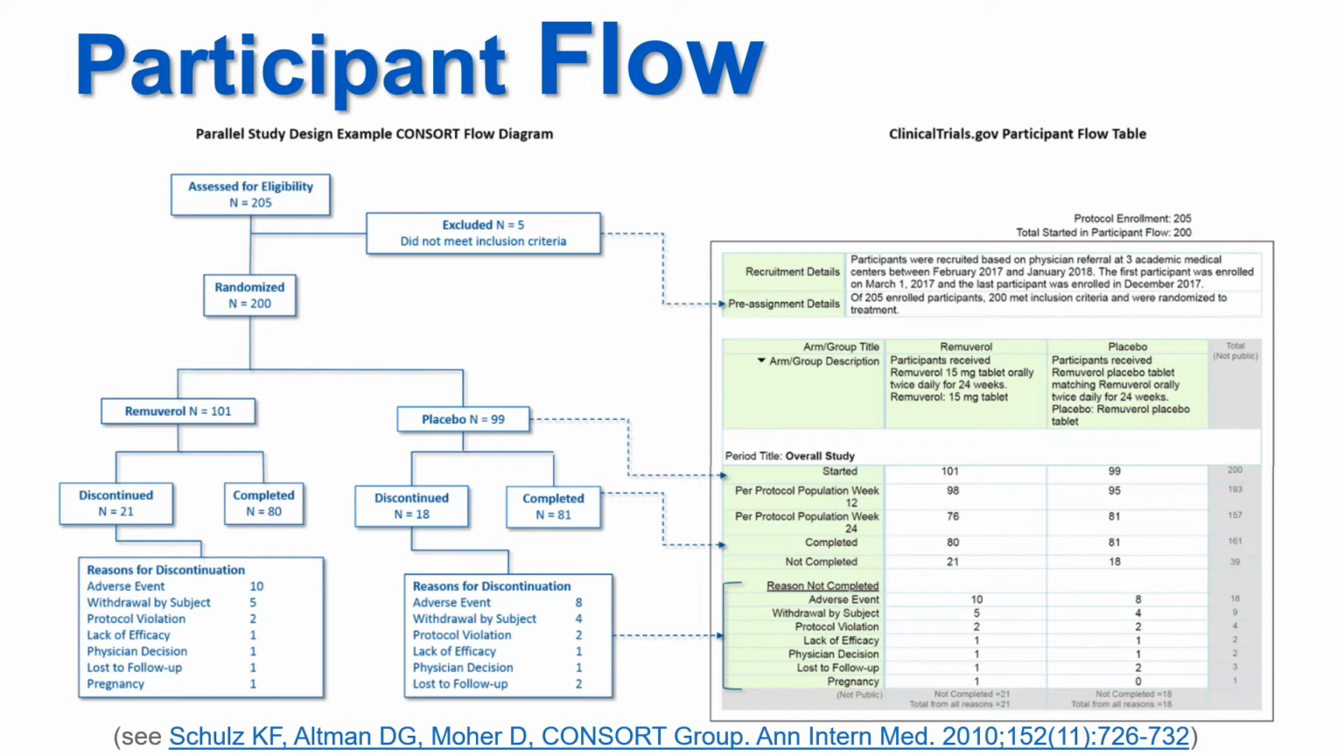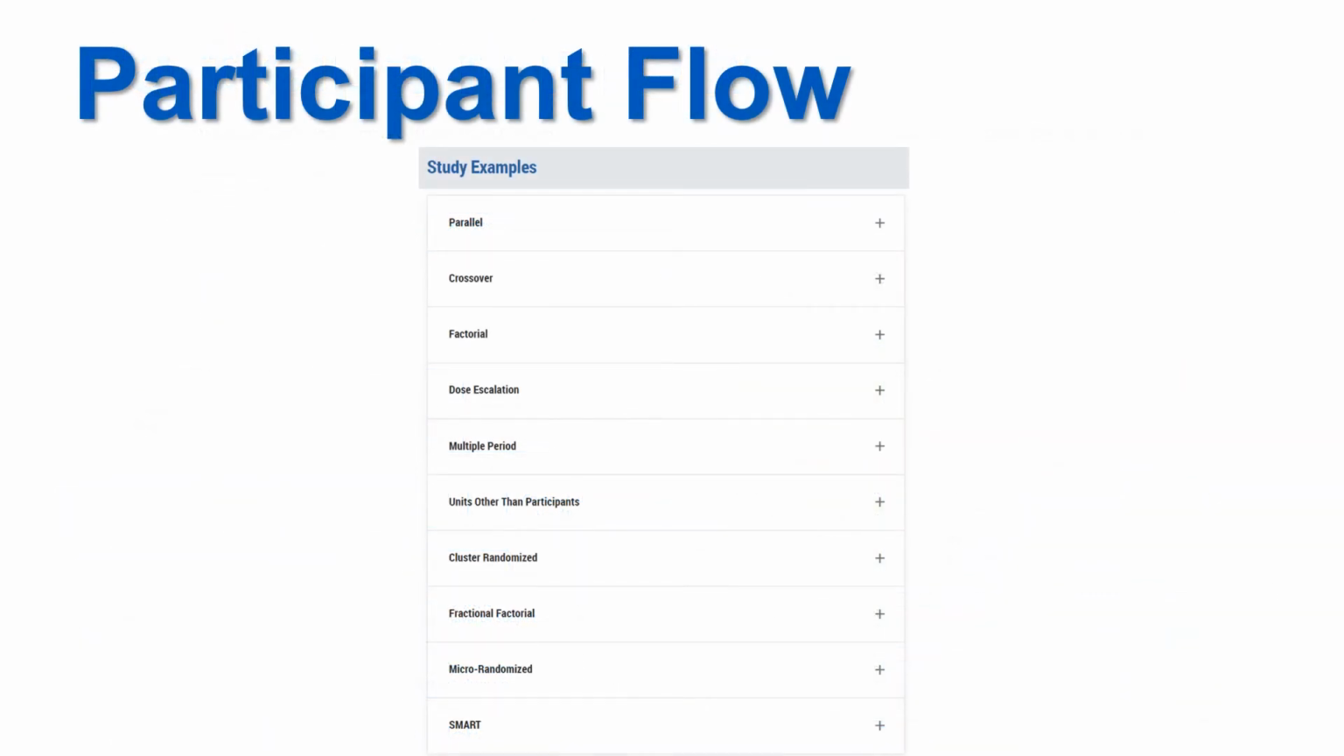Participant flow information is typically depicted as a CONSORT flow diagram in journal publications. The ClinicalTrials.gov participant flow module is a tabular version of a CONSORT flow diagram and accommodates a wide range of study designs. An example of how this information could be translated is shown on this slide, in the CONSORT flow diagram to ClinicalTrials.gov participant flow table crosswalk. As mentioned before, examples for different study designs shown on the slide are provided in the ClinicalTrials.gov PRS guided tutorials.